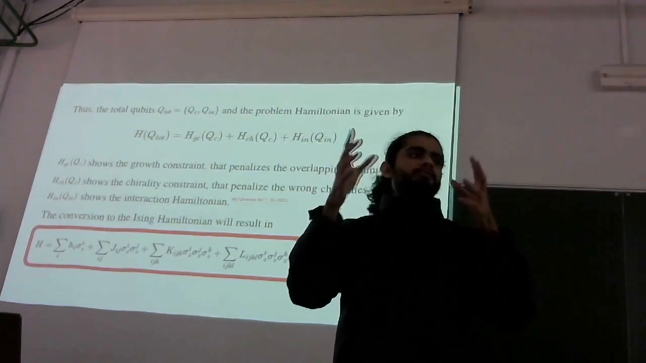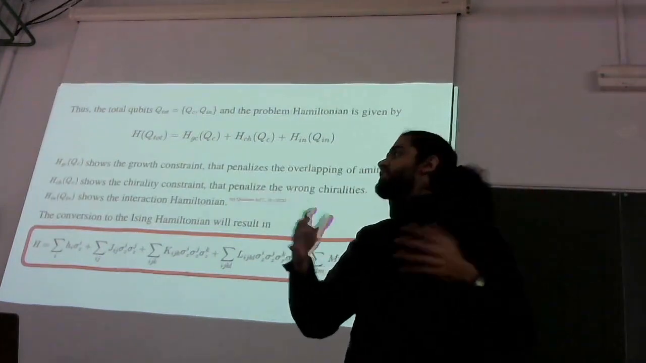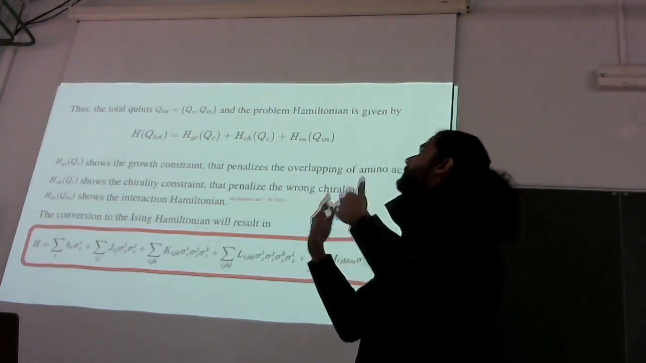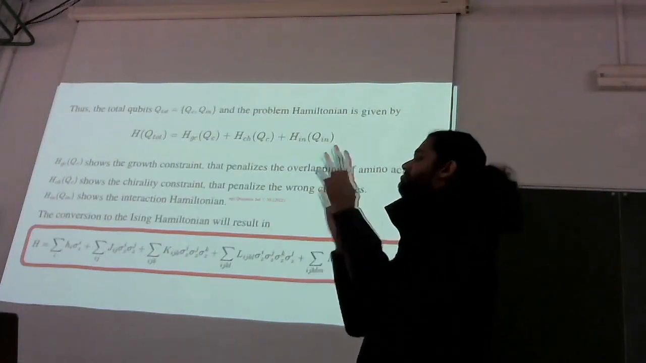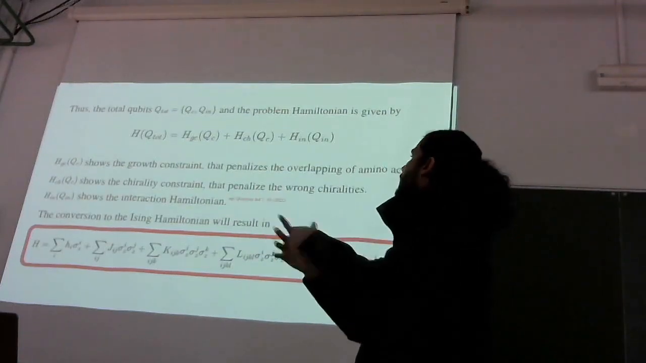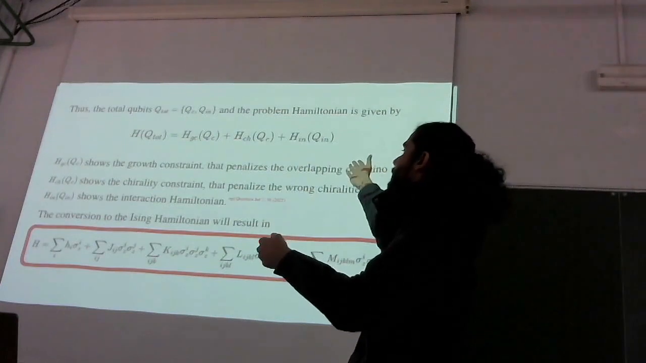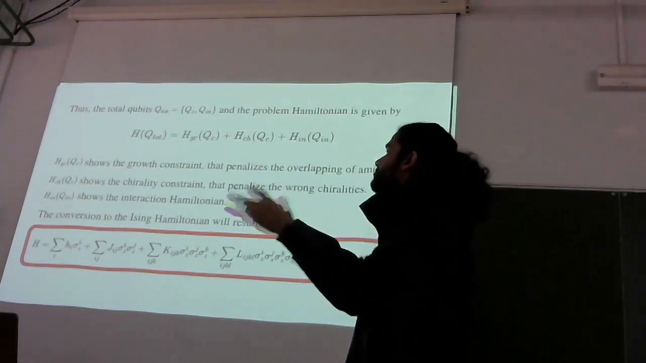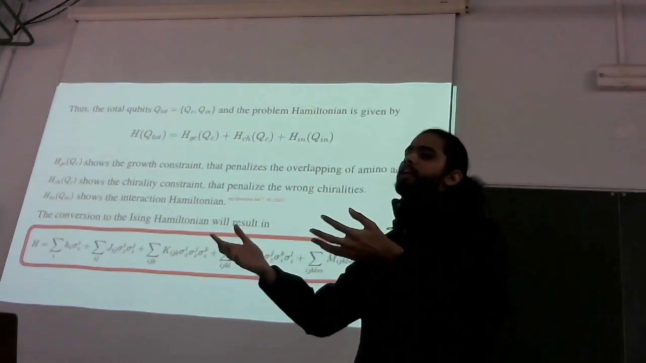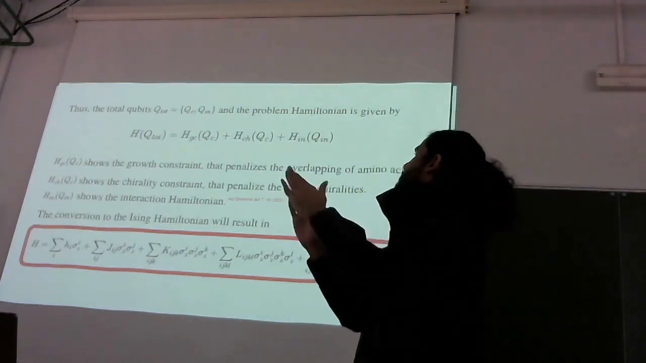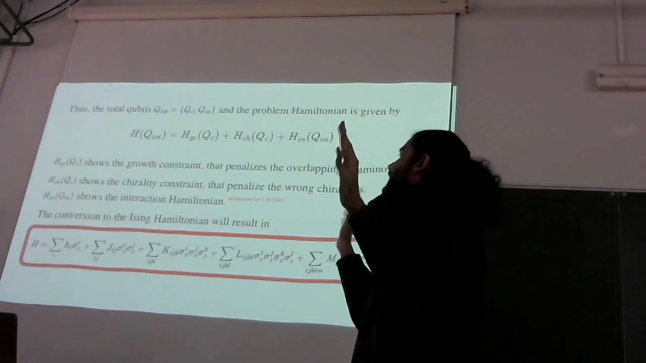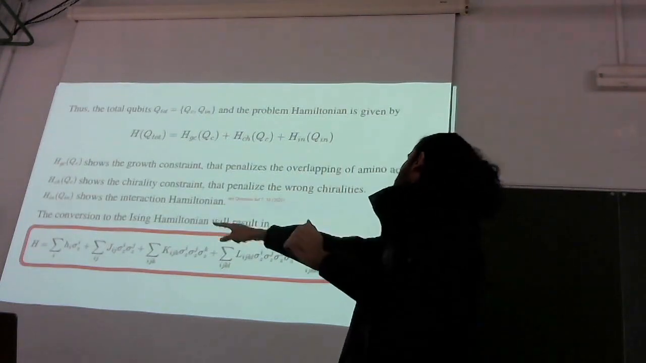So then you have to follow a certain rule. And that's it. It's not actually chirality of chemistry, but they have certain rules that you can follow. And the third one is the interaction Hamiltonian, which I already told you. It shows the total interaction energy depending upon the contact. Okay, so you convert everything into your Ising Hamiltonian, and the Hamiltonian looks like this.